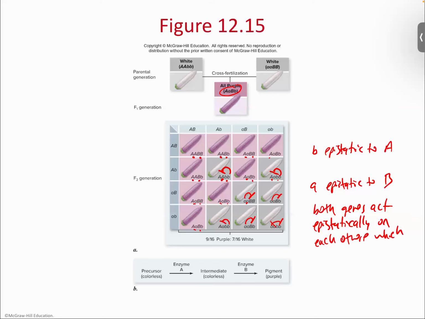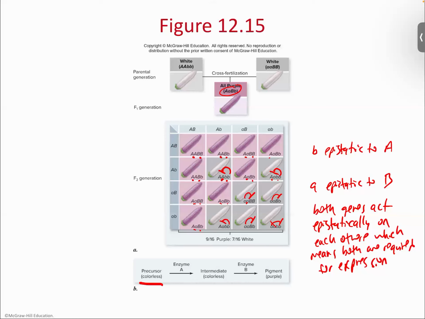Which, what does that mean? Which means both are required for expression. So you have to have both dominants in order to get your color expression. If you don't have both, it's not enough. Now, what we later learned is that this is actually a biochemical pathway. It makes total sense, right?